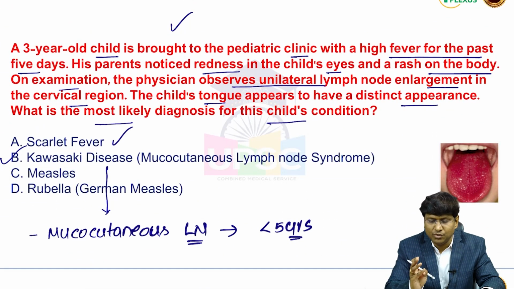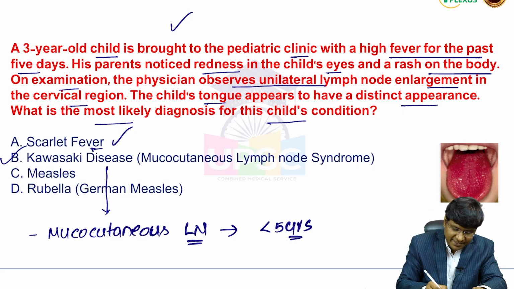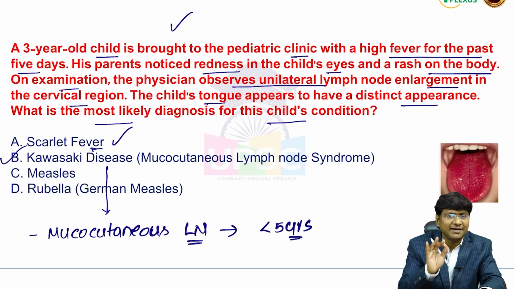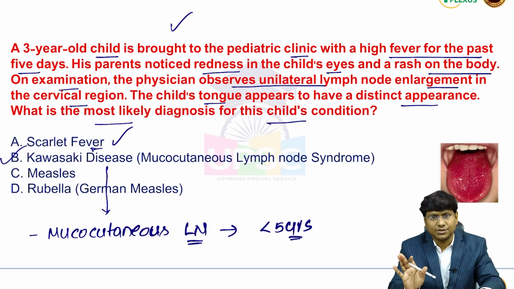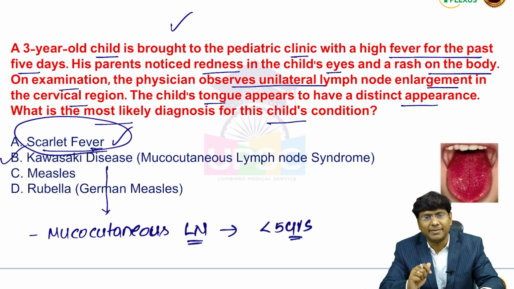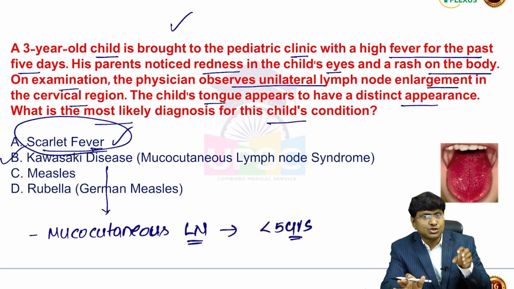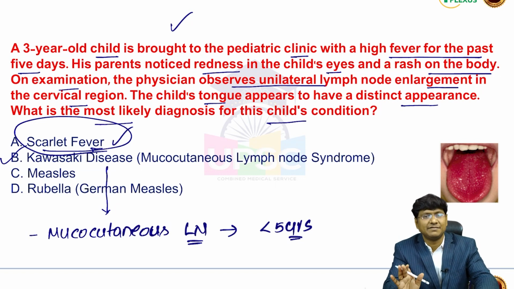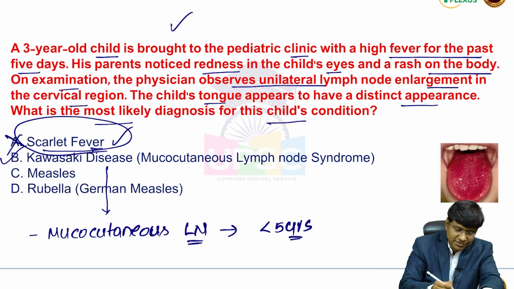Scarlet fever is caused by group A streptococcus bacteria, just now we have discussed, and typically this will present with sandpaper like rash, fever and sore throat. And you will have a strawberry tongue in scarlet fever, but it will be a red strawberry tongue, right? And this strawberry tongue is not specific in scarlet fever, but it is very much specific in case of the Kawasaki. So your scarlet fever is ruled out.